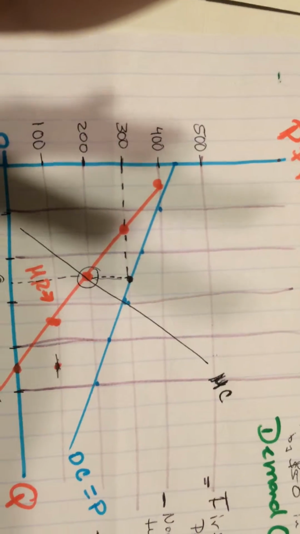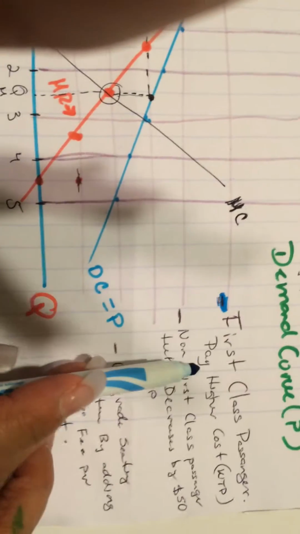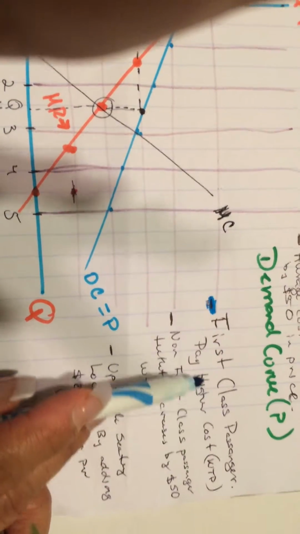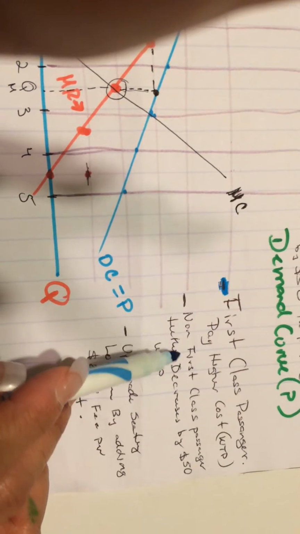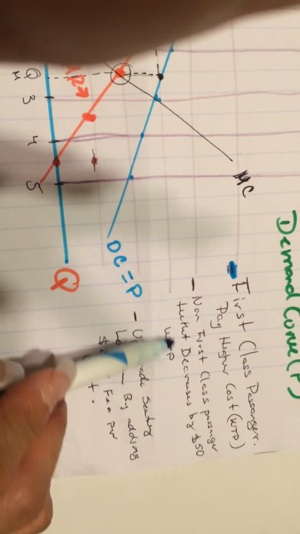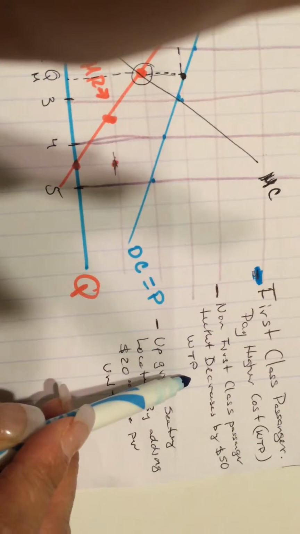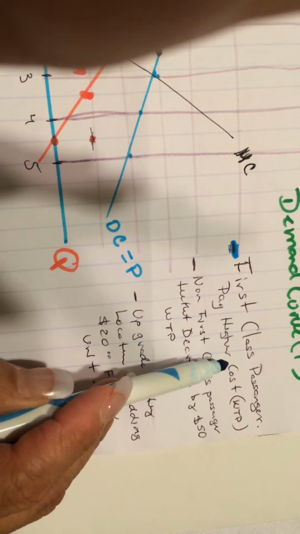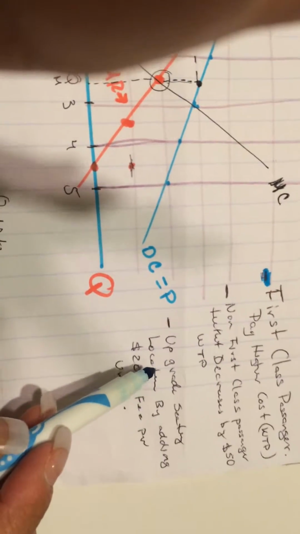For first class passengers, that's the first group we're going to see here in the market, they are willing to pay a higher cost, since they're going to have so many commodities and exceptions in comparison to non-first class passengers. So the non-first class passenger ticket price will be lower. For instance, let's say $20 or $50, they are willing to pay less in comparison to first class passengers, who are willing and eager to pay a higher price for the commodities that the airline is going to be offering.